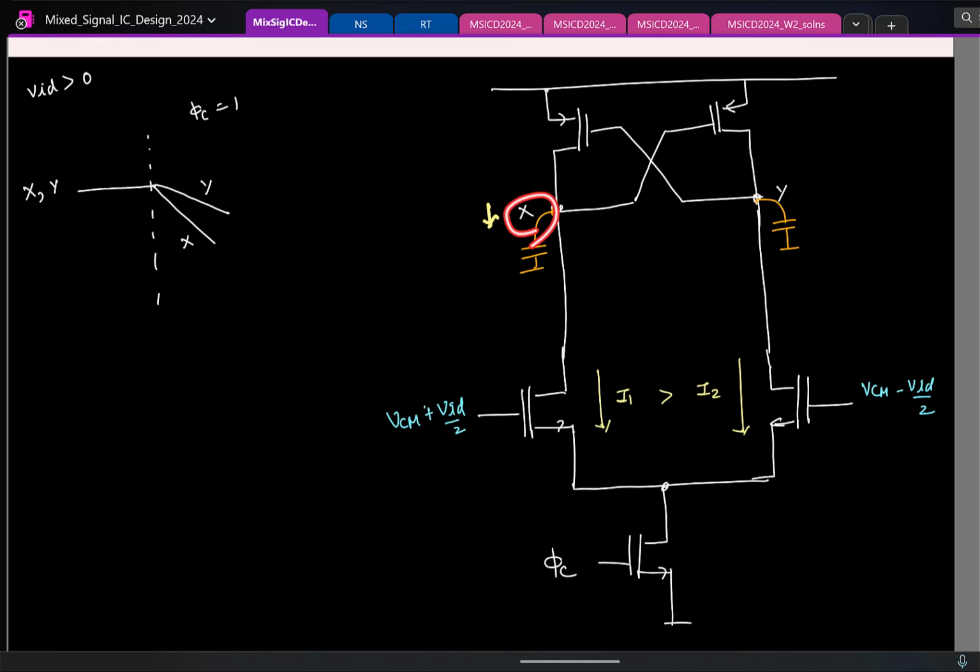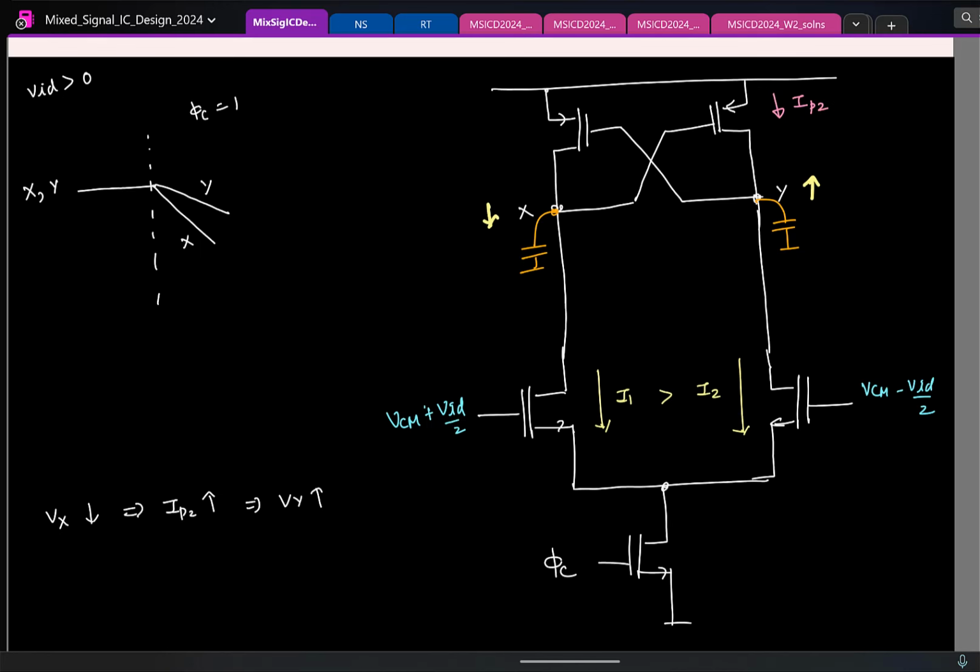If Vx reduces, maybe I can write it here, Vx is reducing. So gate voltage of this P MOSFET reduces. What can you say about the current IP2 here? The gate voltage drops, current will increase. Fine. If the current here increases, I am pushing in more and more current into this node. What can you say about the voltage at that node? That will increase. Clear? So this voltage is increasing now.